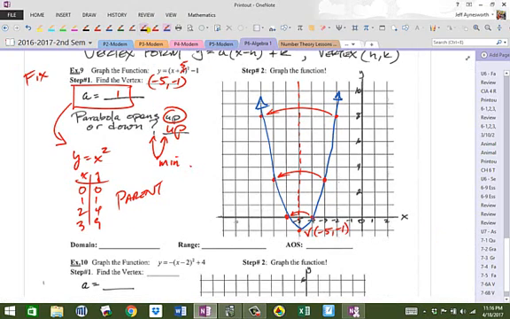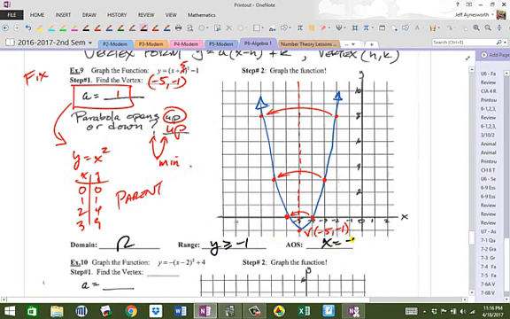Domain all reals. Range y greater than or equal to this minimum here, -1. Axis of symmetry, x equals -5.